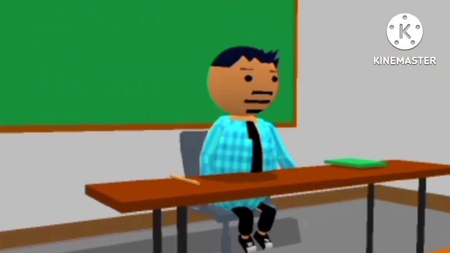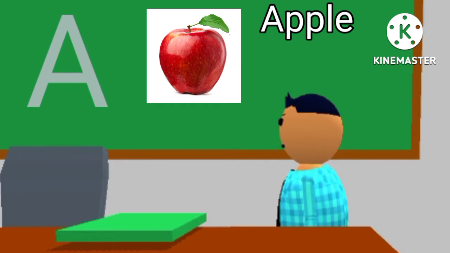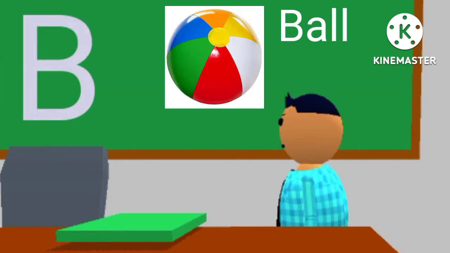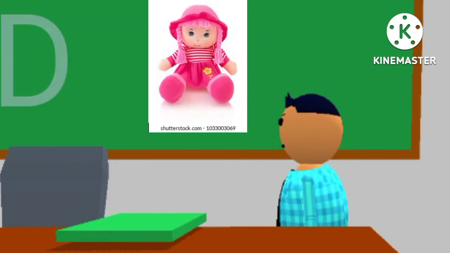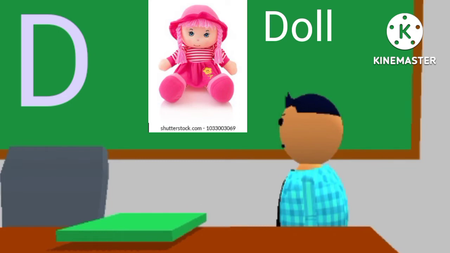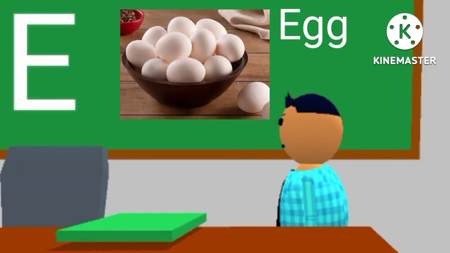So student, today we learn capital letter A, B, C. Yes, sir. A for apple. B for ball. C for cat. D for doll. E for egg.